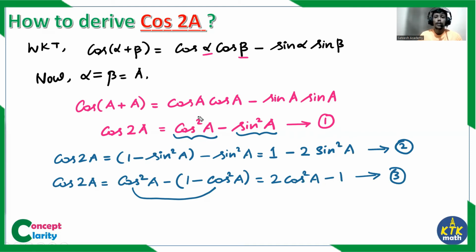Okay. So for cos 2A, we have written 3 formulas. One will be in terms of both cos square A and sin square A. Second will be in terms of sin square A. Third will be in terms of cos square A. And further, we are going to derive the same cos 2A formula in terms of tan as well. So that's what we are going to see next.